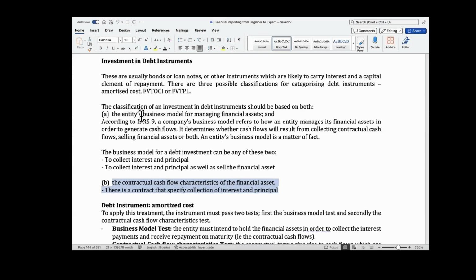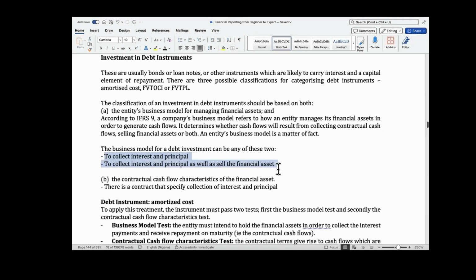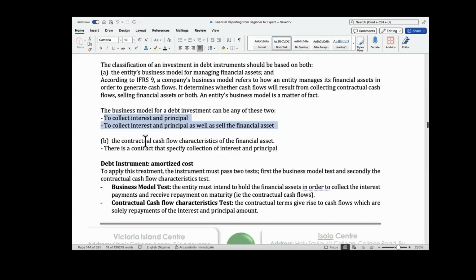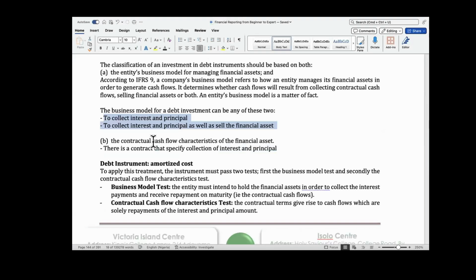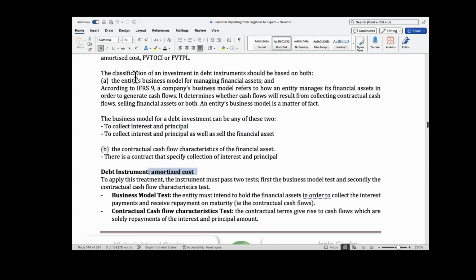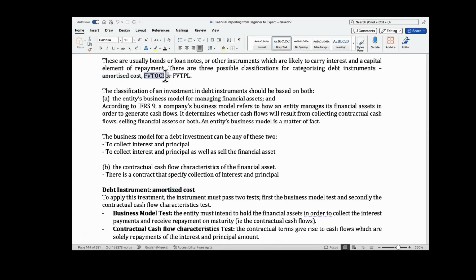It is this business model that has options. They can give you one of the two and ask you, okay, if your business model is to collect interest and principal, how do you classify? Okay, let's now go to using this business model and contractual cash flow to determine classification. So let's start with amortized cost. Remember, I told you there are three classifications: amortized cost, fair value through OCI, fair value through P&L.